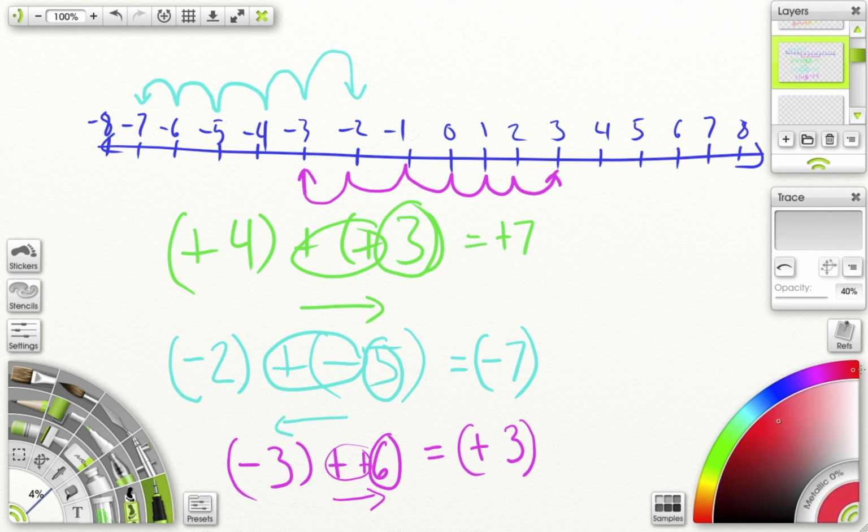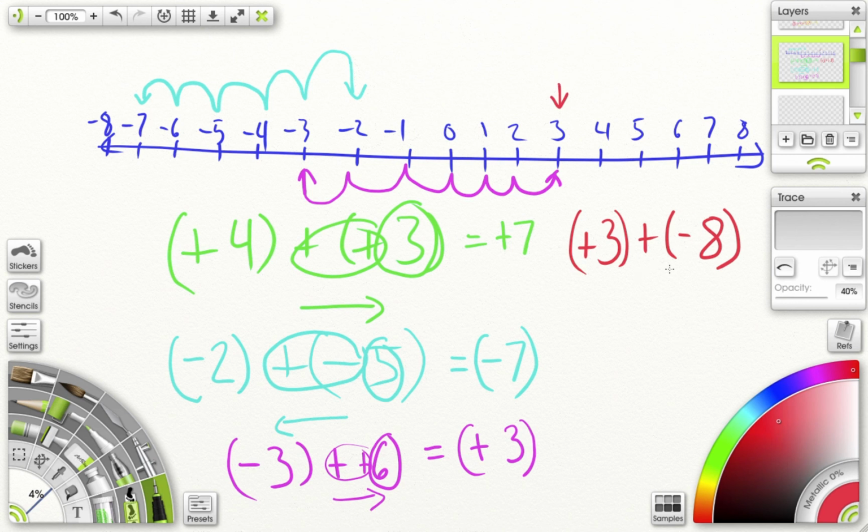And one last question to round us off is, we did a negative plus a negative, negative. So let's do +3 plus -8. Now, first step, find your first number. Here's +3.